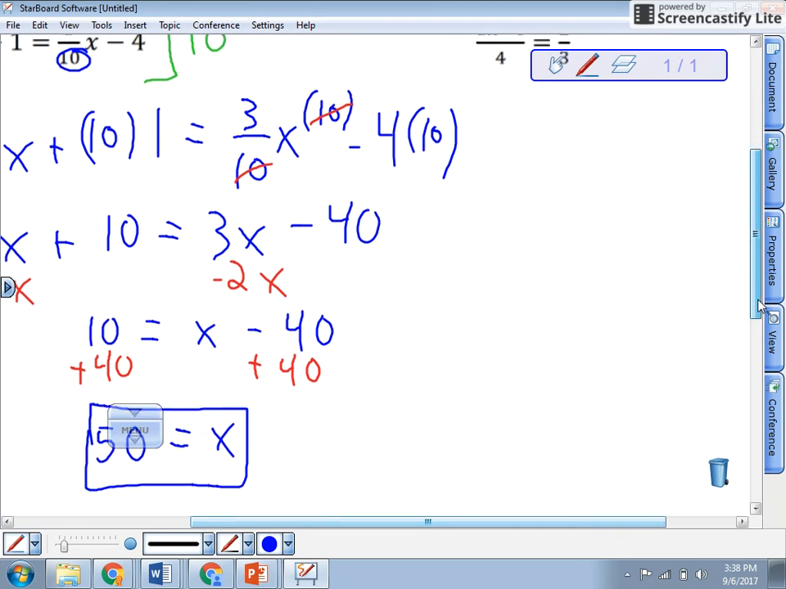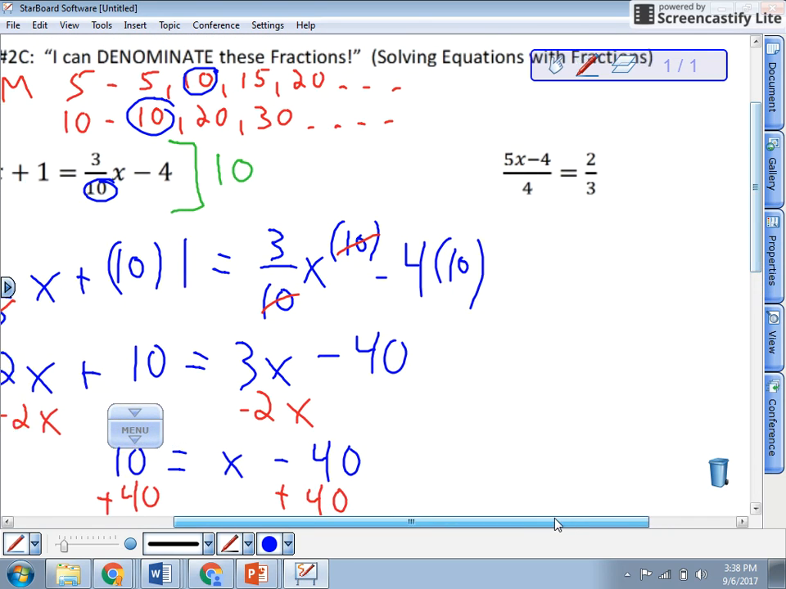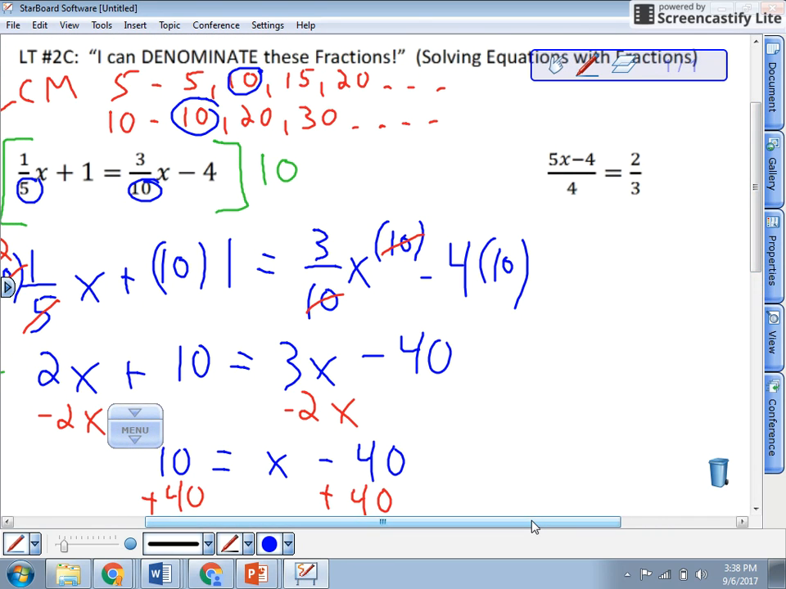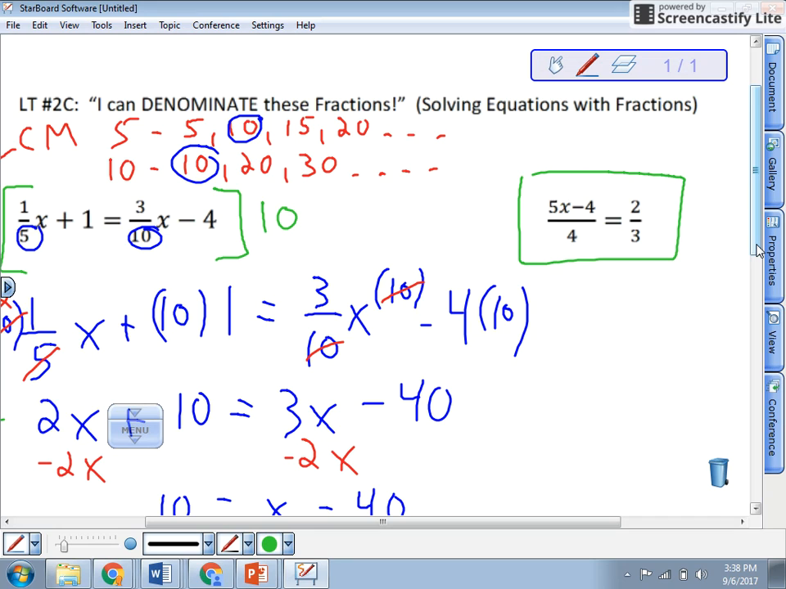Now let's go back to the top and let's look at the problem on the right. Notice it's a little different than our original problem. Okay? There's only fractions. There's no other terms. When you have a problem like this, the key to solving is we still denominate the fraction, but we do so using a technique called cross multiply.